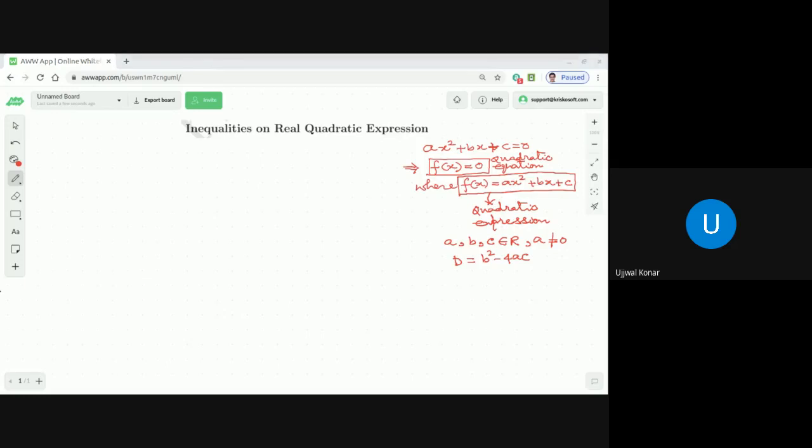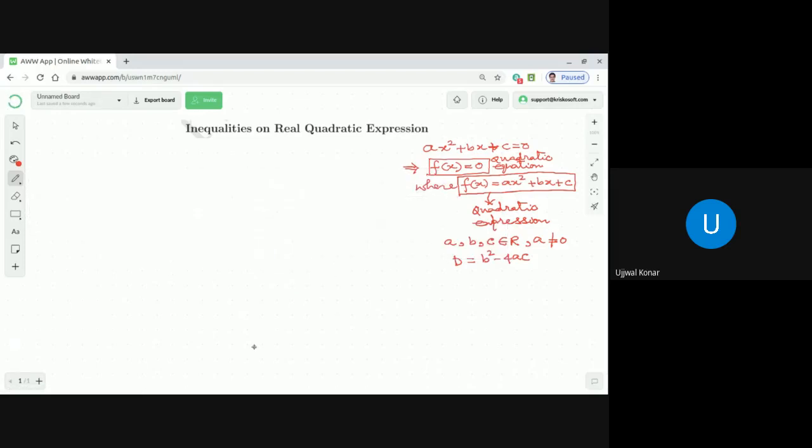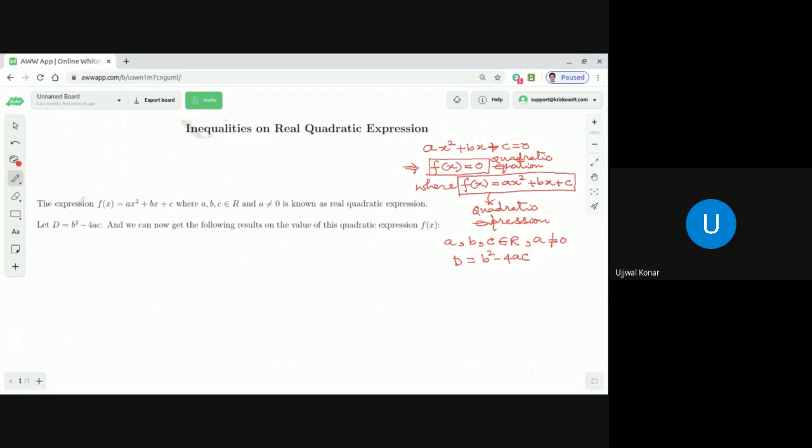So, dear students, let me tell you what I said in the form of a statement. Here is the statement. The expression f(x) equal to ax square plus bx plus c, where a, b, c belong to R and a is not equal to 0, is known as a real quadratic expression. Let D equal b square minus 4ac. And we can now get the following results on the value of the quadratic expression f(x).